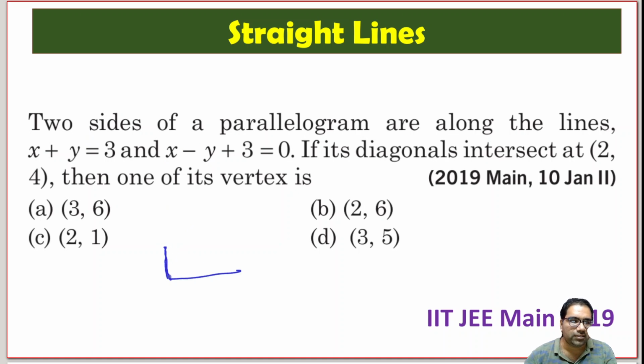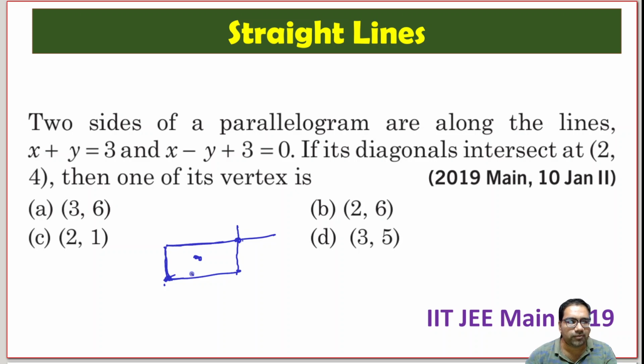If one of the lines is like this and another line like this, if we solve both the equations we will get this point, right? At the same time we have the diagonals intersecting, that is this point also we have. And the other two lines should be parallel to this line and this line. Because we know this point and we know this point, we obviously know this point.